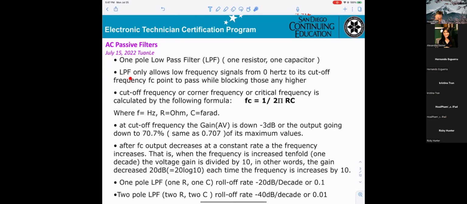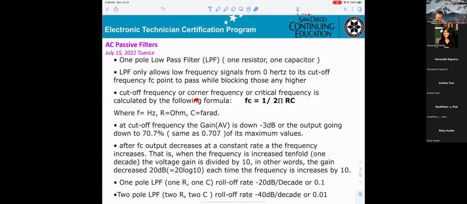Okay. Low pass filter only allows low frequency signal from 0 Hz to its cutoff frequency FC to pass, while blocking any higher frequency. That means after the cutoff, they want the output to be zero, but it's not, so that's why they still get some signal. So that will be telling you one thing. How come you get your cell phone, some really cheaper, but some very, very expensive. The thing is, the filter inside the cell phone will cost a lot of money, okay?